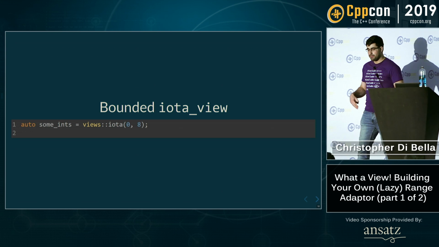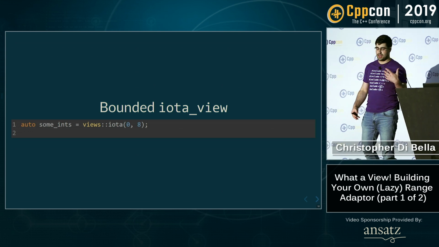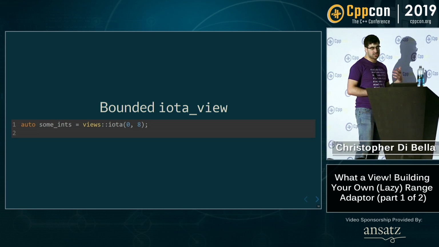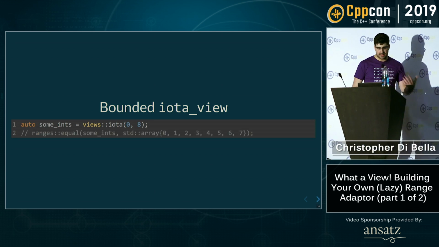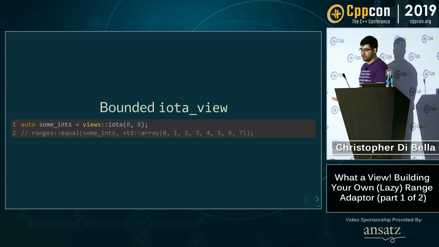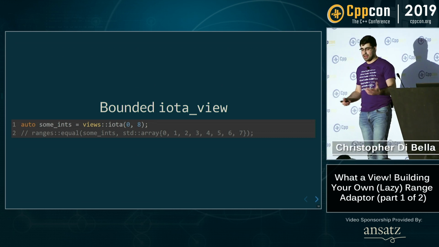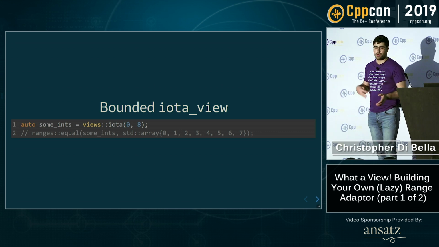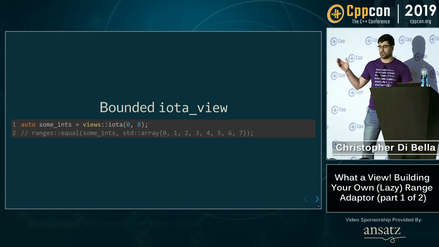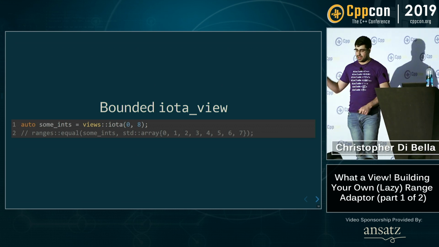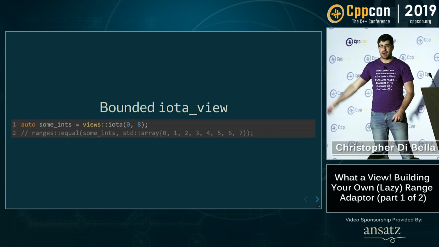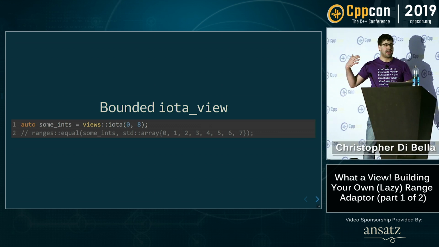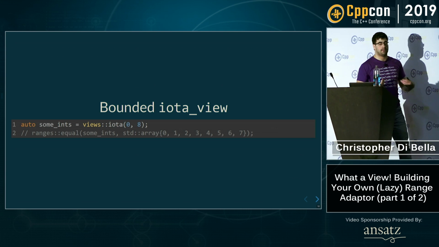An iota view behaves similarly to the algorithm iota, but it behaves lazily, meaning that we have to actually invoke it. For example, we would need to call equal on this and then compare it against an array that would then lazily generate all of the elements between 0 and 8. And it's important to understand that although there's 0 and 8 here, 8 is not going to be a part of this. It's a half-open range, meaning that 8 is the end. Once we reach 8, we terminate. You don't get 8 back.